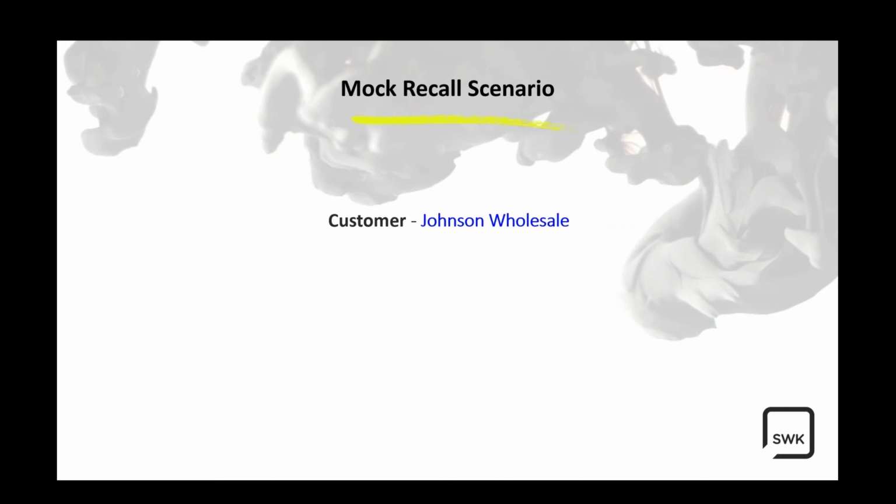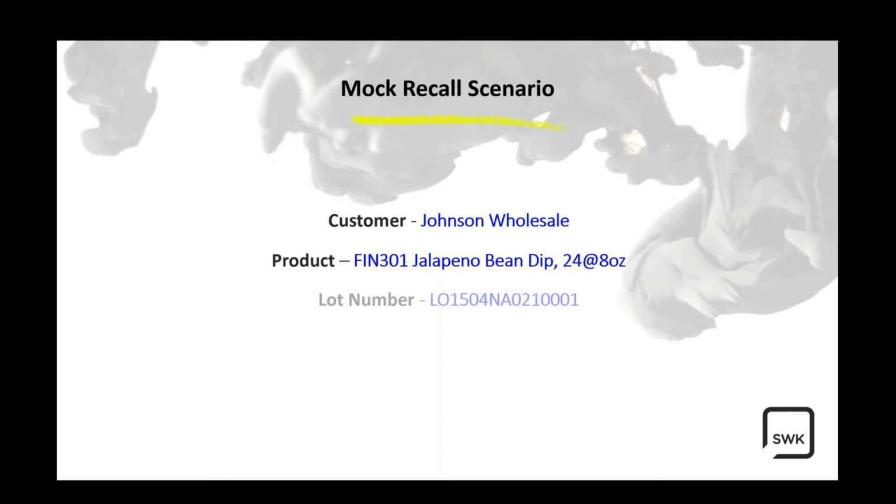So here's our scenario. We have a customer, Johnson Wholesale. They have bought some jalapeno bean dip in 24 8-ounce jars with this lot number. They've had a number of customer complaints about a bad odor. They've gone out and pulled a couple cases, opened them up, and yeah, this stuff smells rotten. So they called us and said, hey, we've got this product. Here's the information. We're pulling it off our shelves, but we wanted to let you know. Let us know what to do with it.